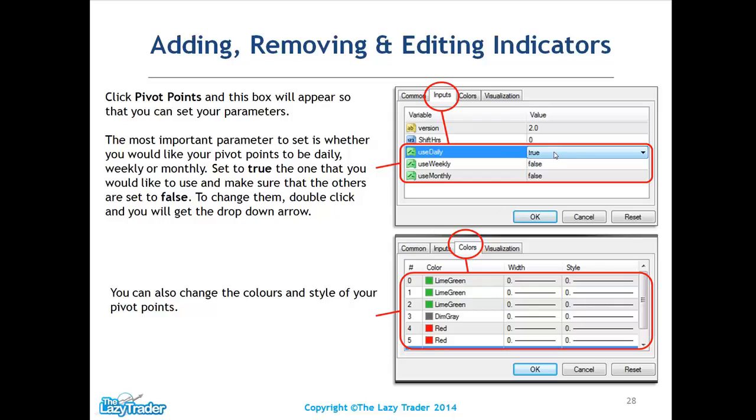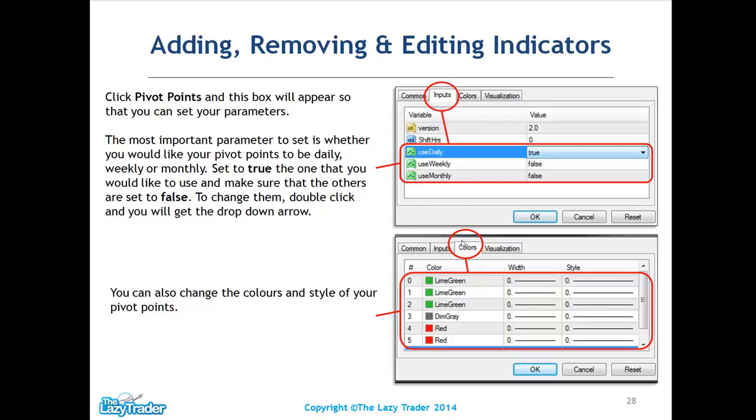So it's true that you want to see daily pivots. Your set of daily pivots will come up. It'll be your main pivot point and your 3 levels of support and your 3 levels of resistance. If you'd like to see weekly pivots, obviously, you turn this one to false and you go down and select true next to weekly pivots.